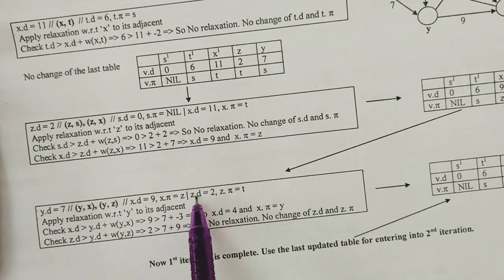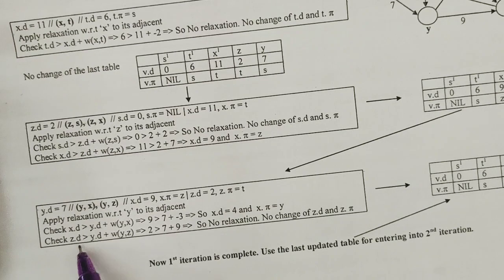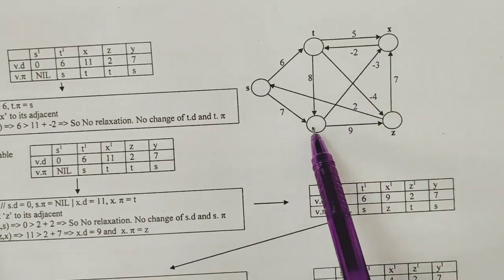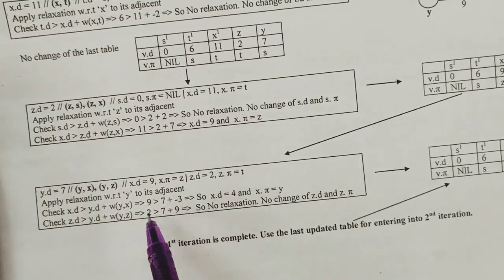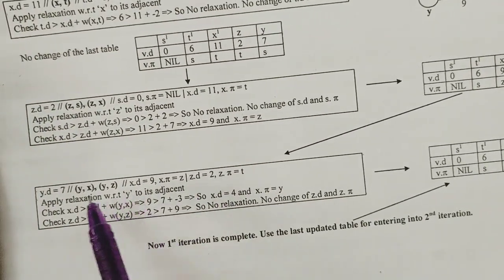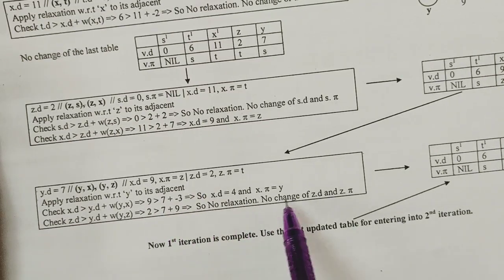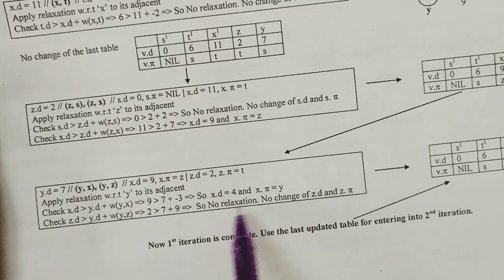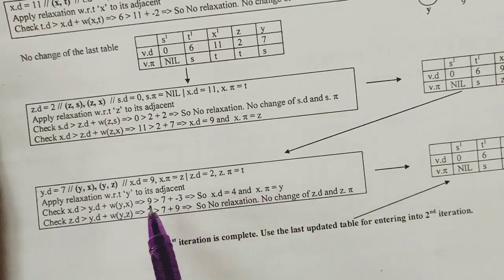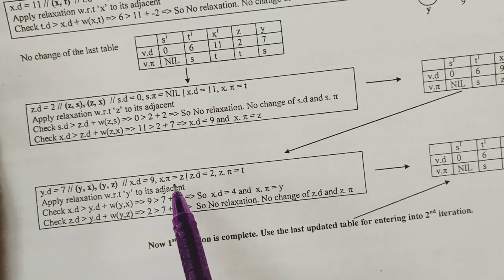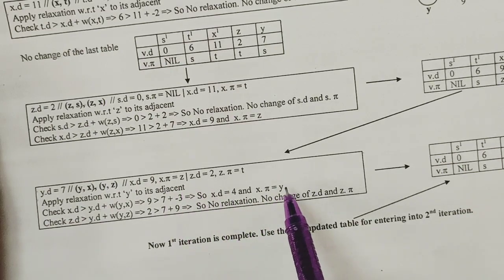And check for Z. Z dot D is greater than Y dot D plus W of Y to Z. Z dot D is 2, greater than Y dot D is 7 plus W of Y to Z. Y to Z is 9 units. So 2 greater than 7 plus 9, 14. 2 greater than 14 is false. So no relaxation. So no change of Z dot D and no change of Z dot pi. Only there is a change of X dot D. Earlier it was 9, now it is 4. Earlier X dot pi was Z, now the new pi value of X is Y.